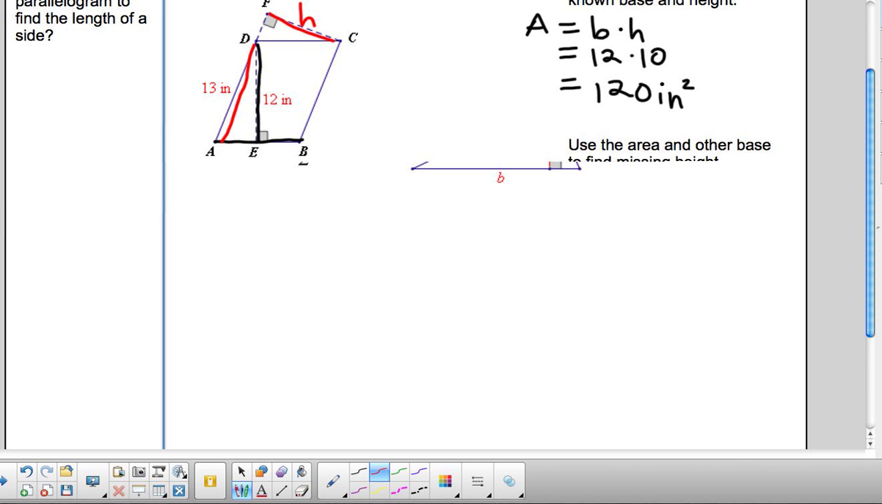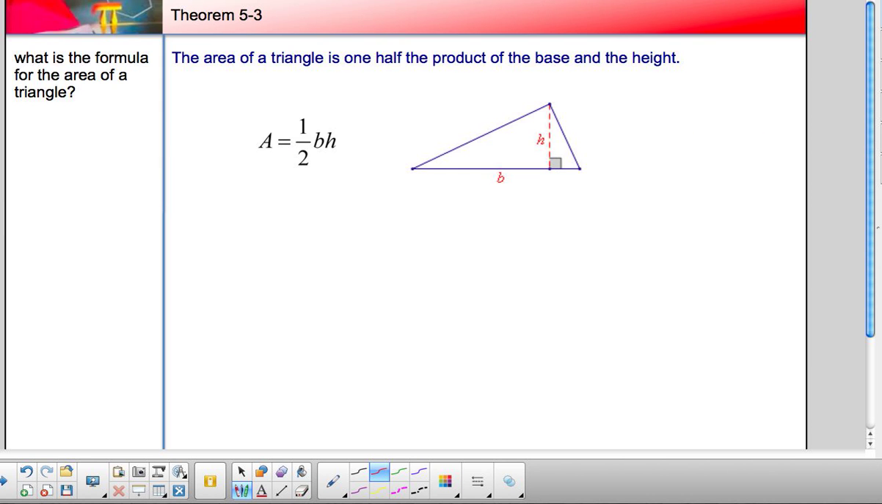All right, good. So now let's talk about the area of a triangle. The area of a triangle is a lot like finding the area of a parallelogram, but it's only half as big. The area of a triangle is 1/2 the product of its base and its height. So here's the formula for the area of a triangle. We'll explore that a little bit more in class. Again, just like a parallelogram, the base and the height must be perpendicular to each other, so the height extends from the opposite vertex perpendicular to the base.